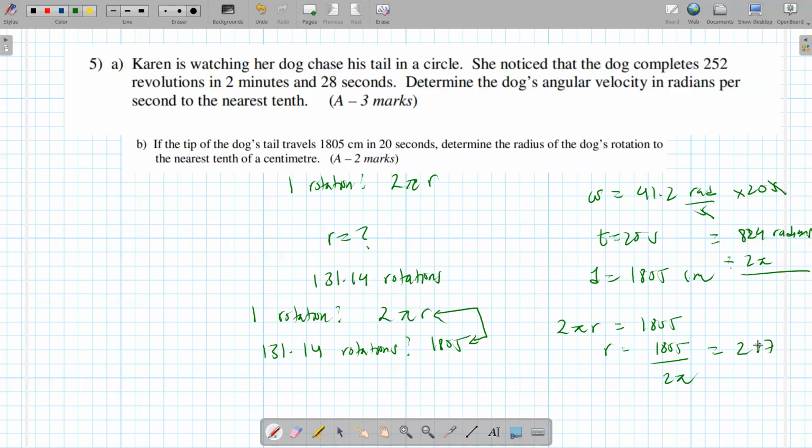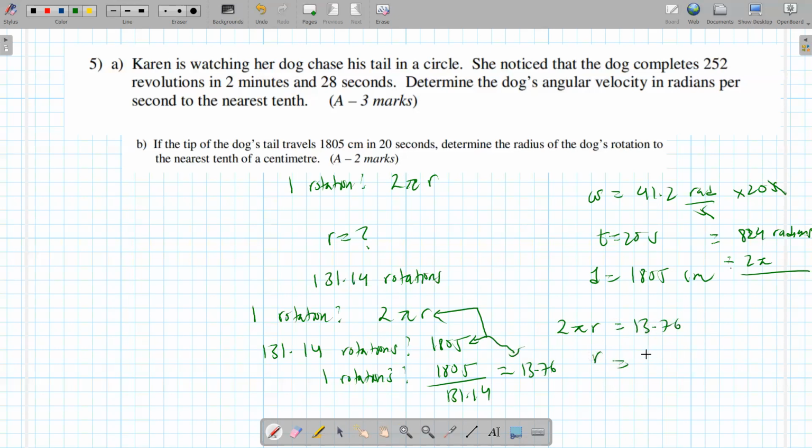Oh, no, I forgot one step. Here, look at this. One rotation would be 1805 over 131.14. That is 1805 divided by 131.14, and that is 13.76. So one rotation is 13.76. That means 2 pi r is 13.76. Divide both sides by 2 pi, and you'll have the answer. 13.76 divided by 2 pi. The answer is 2.19 centimeters.